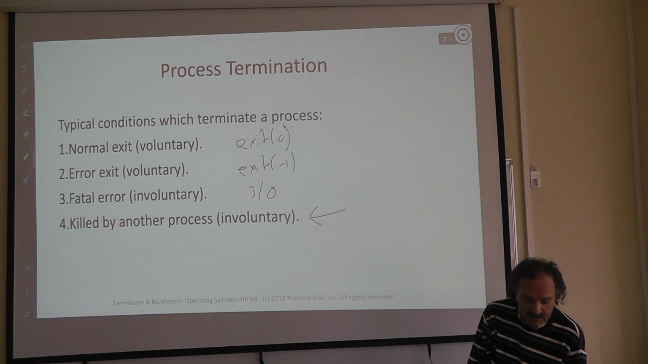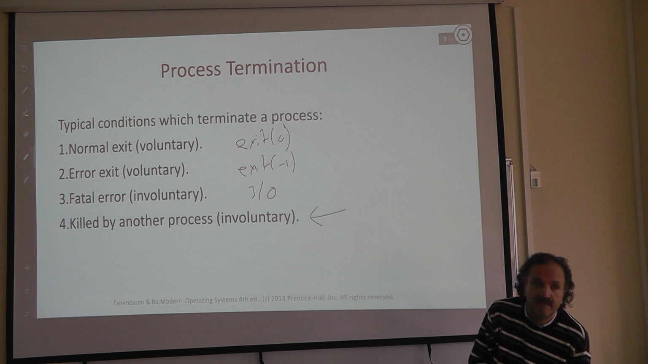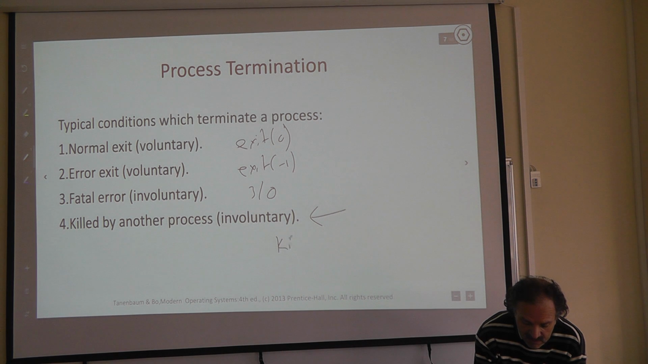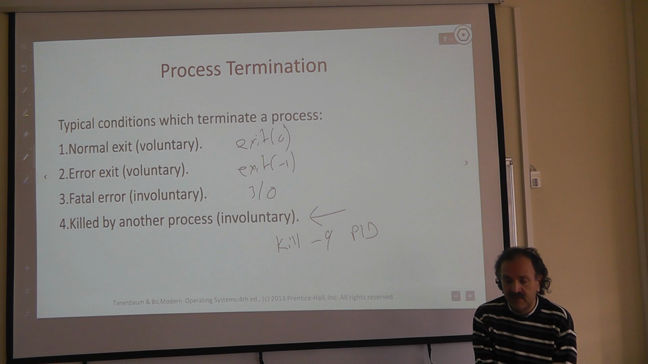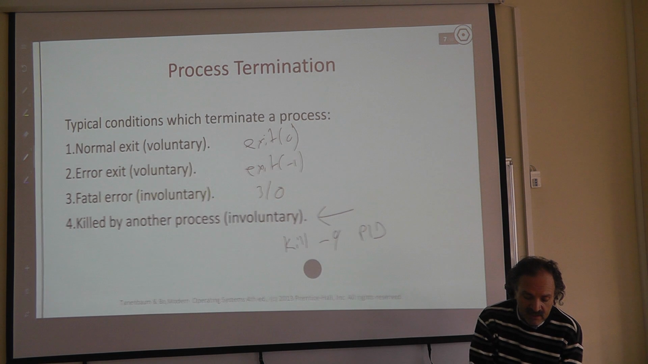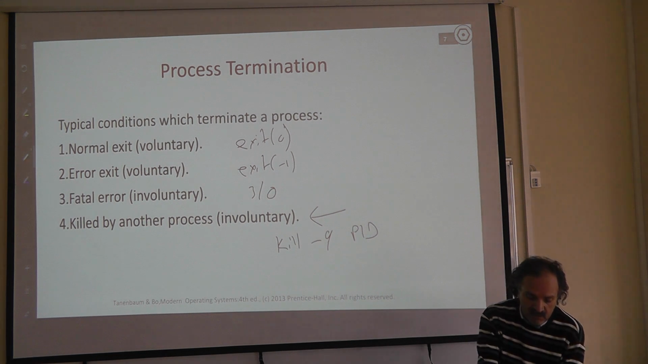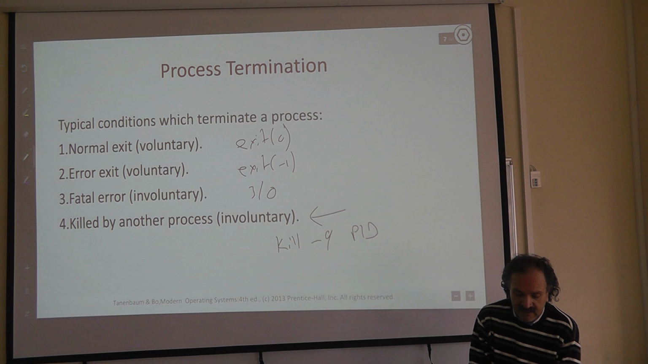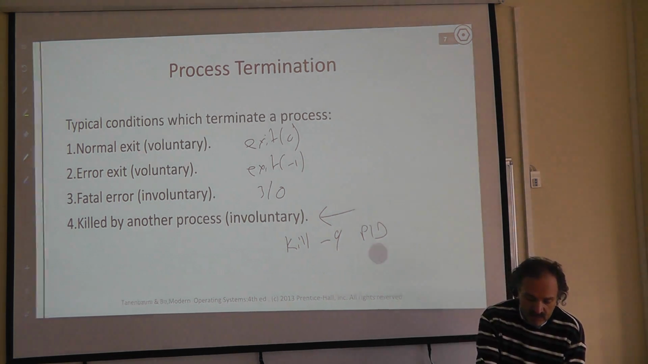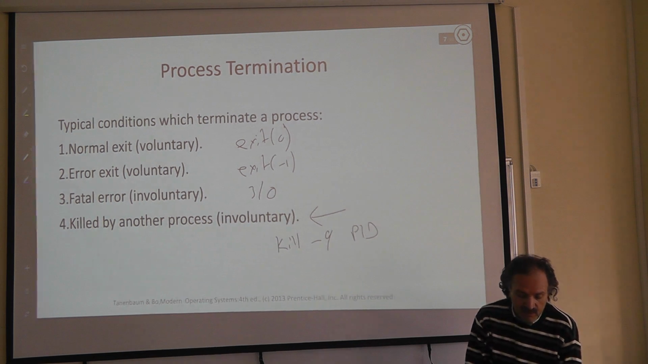Give me an example about being killed by another process. Signals in Linux, the kill signal, SIGKILL. If somebody calls this function with your process ID number, then your process will be killed, if they have enough permission. If somebody sends a kill signal to your process with the correct process ID, your process will be killed.